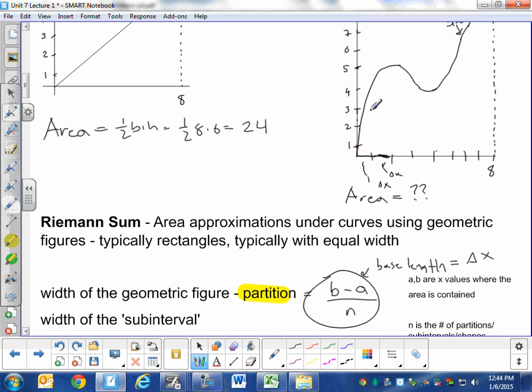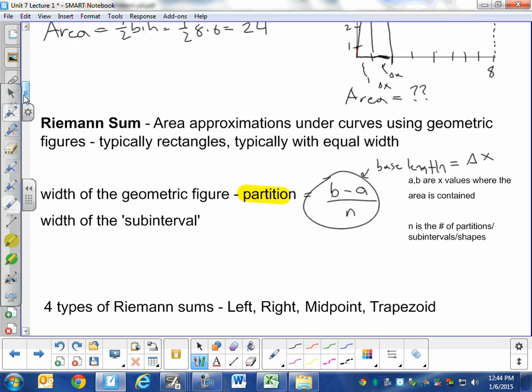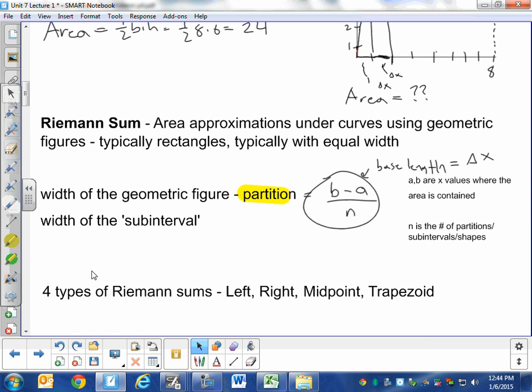And then what we'll end up doing is we'll plop rectangles or trapezoids or other types of rectangles on top of those bases. But we'll have to do it in a very formulaic way. So there are multiple types of Riemann sums. Left, right, midpoint, and trapezoidal. Okay, and each of them are just different formulas for specific ways to approximate the area under the curve.